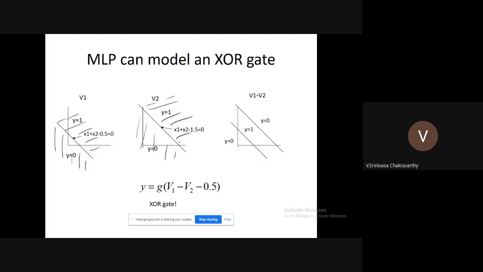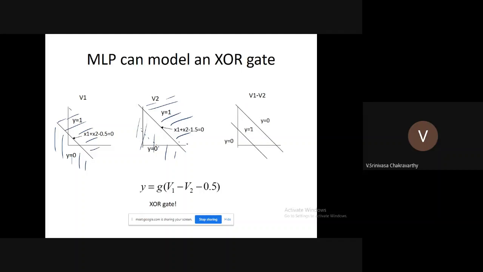Now if you take v1 minus v2, there is a strip here somewhere like this. This boundary is x1 plus x2 minus 0.5, and this one is x1 plus x2 minus 1.5. There is a strip between these two. Within the strip, the difference is 1, and outside the strip, on both sides, the difference is 0. So v1 minus v2 will look like this.